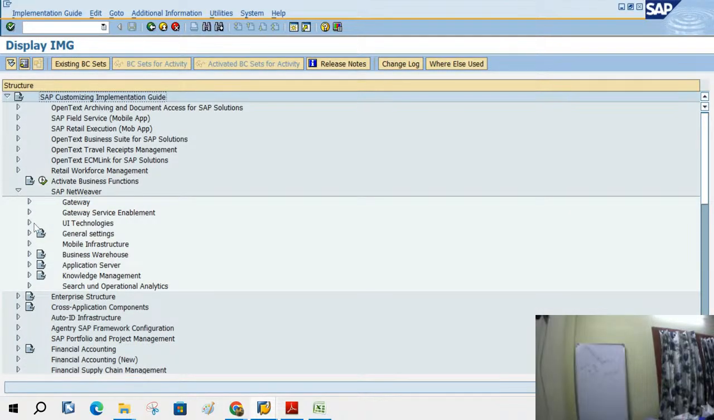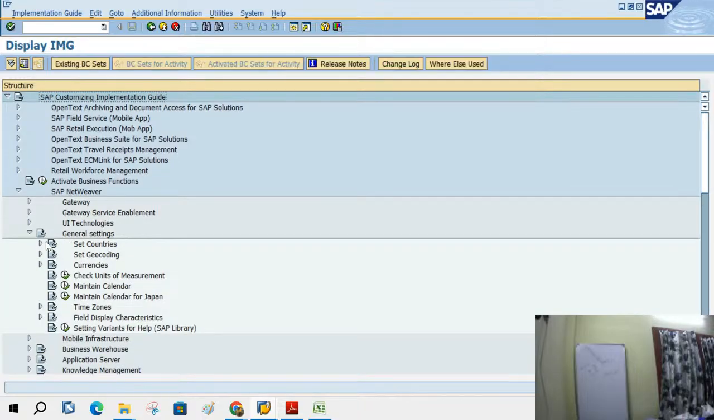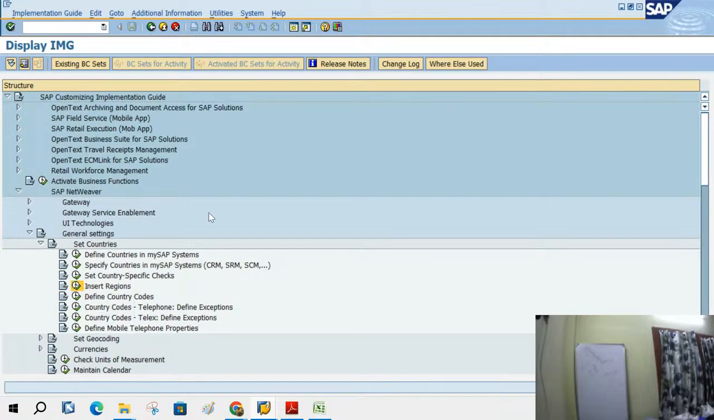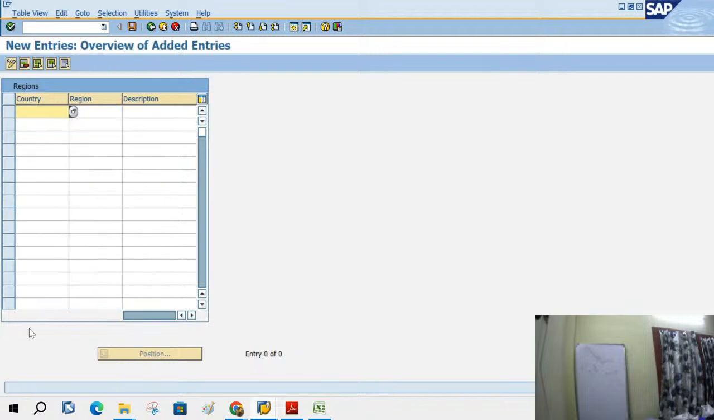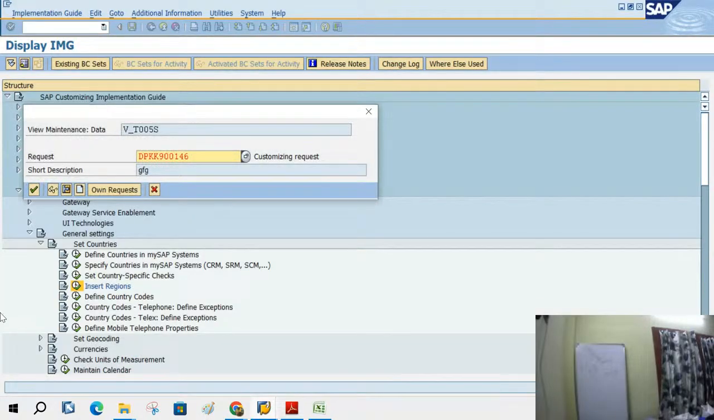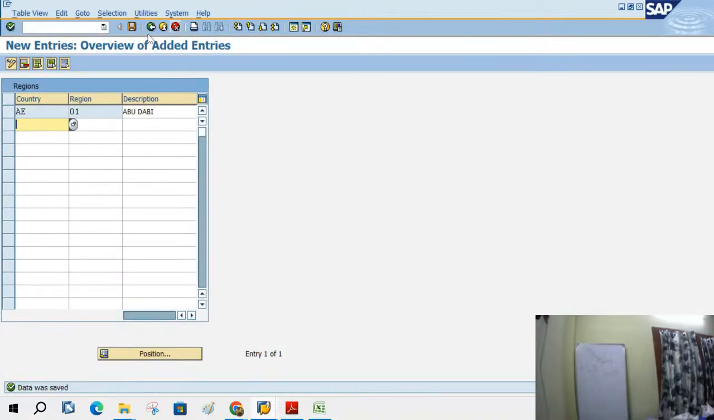You're making the work tougher. So what is the insert region? I have to create. What is the country? AE. What is the first state? 01. What is the state name? I have to give. UAE is divided into, what is the first emirate name? One emirate you give, that's enough. Abu Dhabi. Okay, then I have done the consultant work for this, correct?